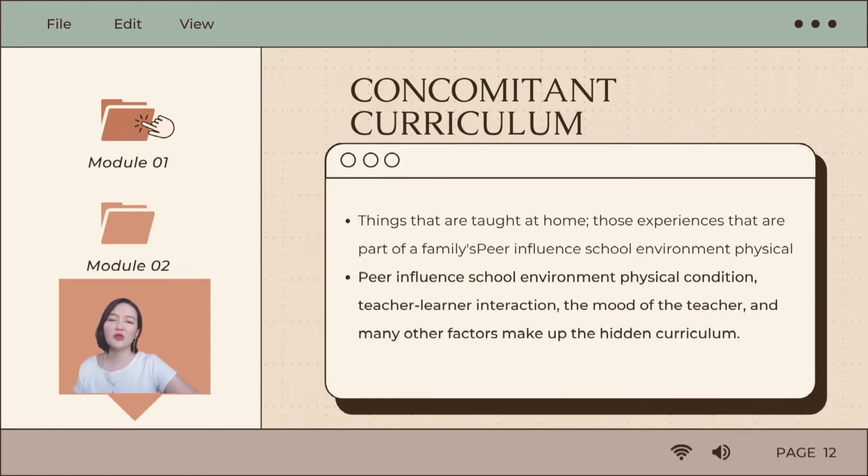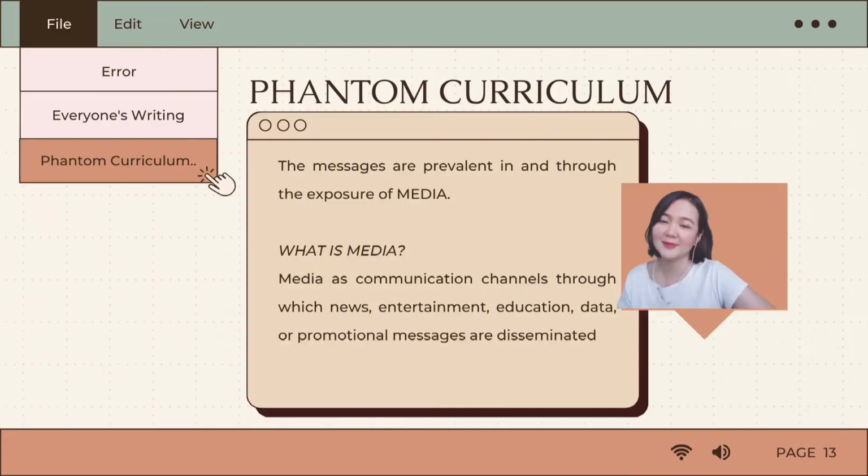This type of curriculum may be received at church in the context of religious expression, lessons and values, ethics or morals, molded behaviors, or social experiences based on the family's preferences. Now, the next one is the phantom curriculum.